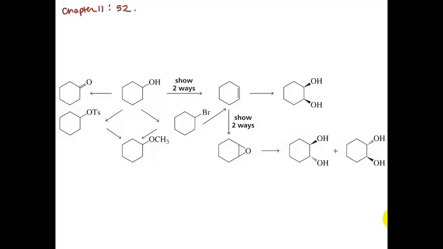Okay, so we're going to go over a couple problems from Chapter 11 homework. This slide is question number 52, and the next slide is question number 72, both from Chapter 11. At first glance, this slide may seem a little bit overwhelming, and in a sense, it really is. It's going to be a review of most of the reactions that we learned in this chapter.